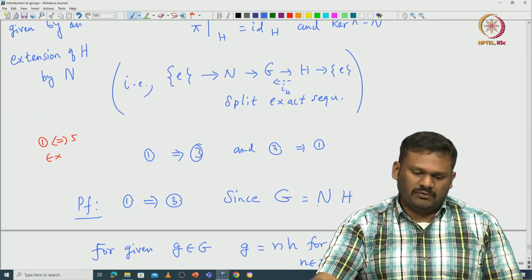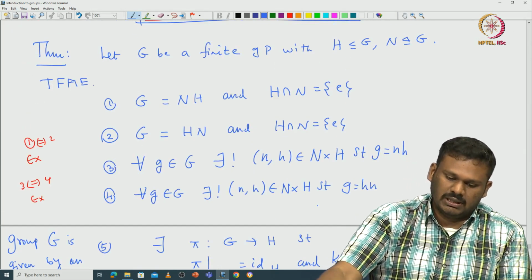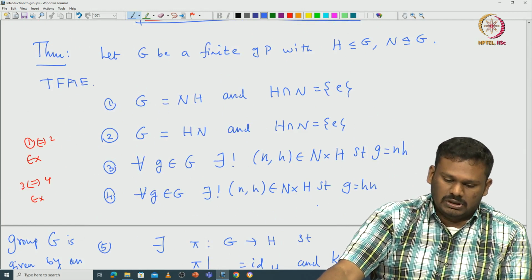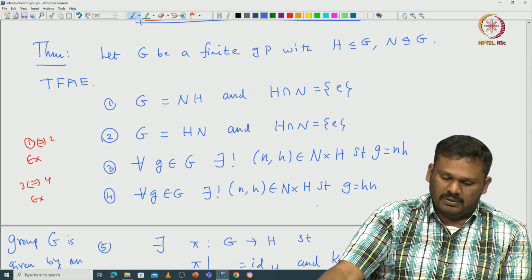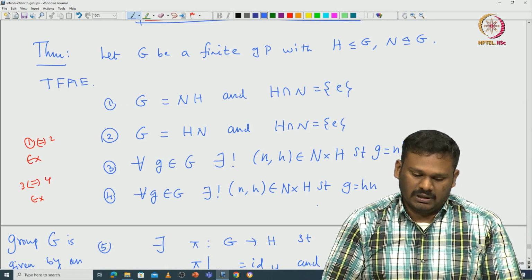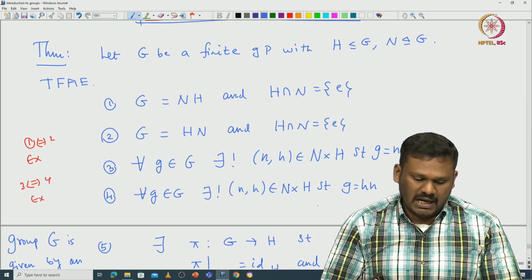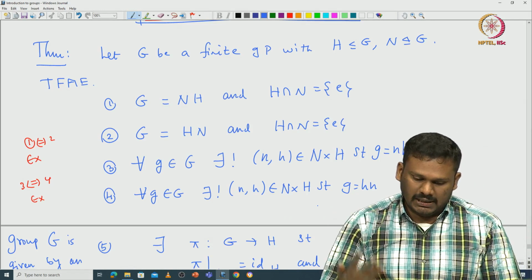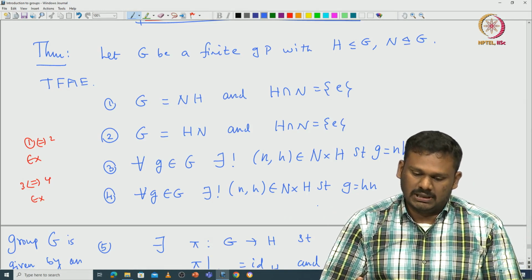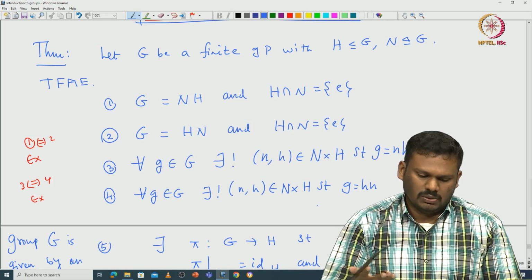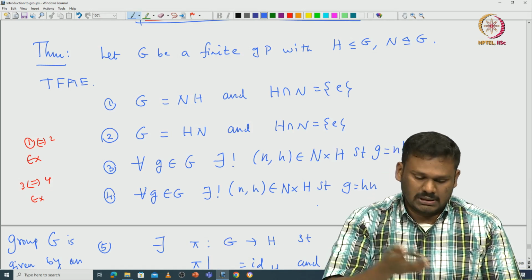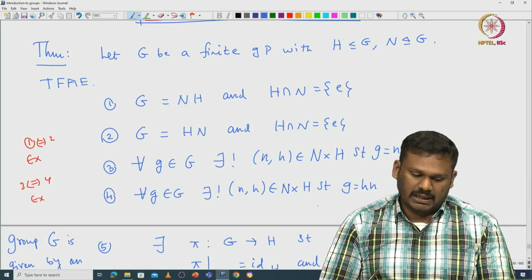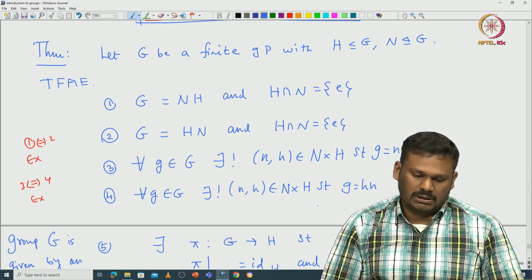Okay. So it's a somewhat easy characterization. It is not that hard, but it actually possesses one of the important properties that we usually have for the direct product. That is, given any element g in G, there exists a unique tuple (n, h) such that g equals nh. So this is true for the direct products, but this is actually a characterization for the semi-direct product.